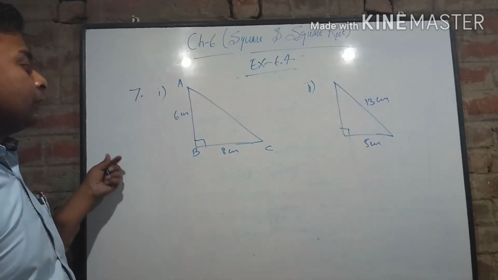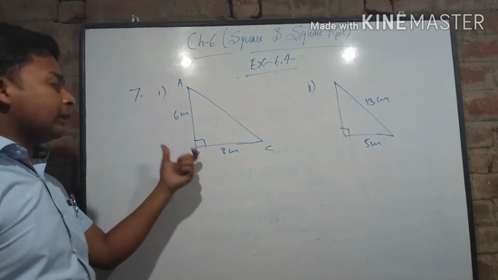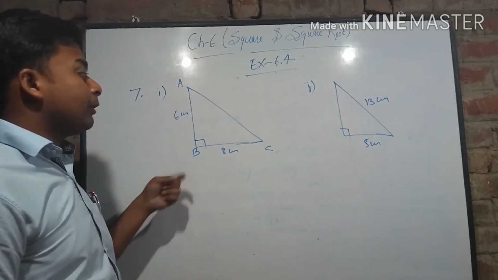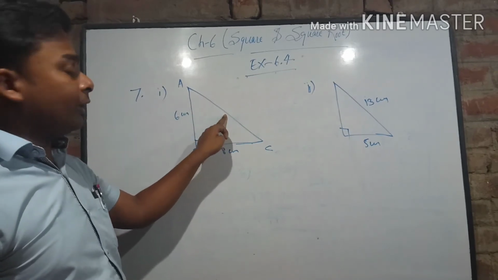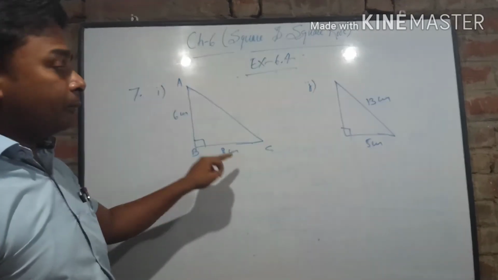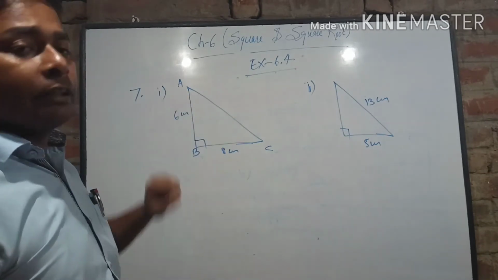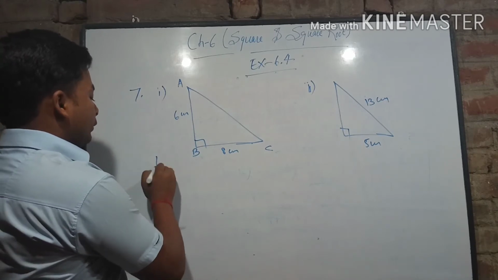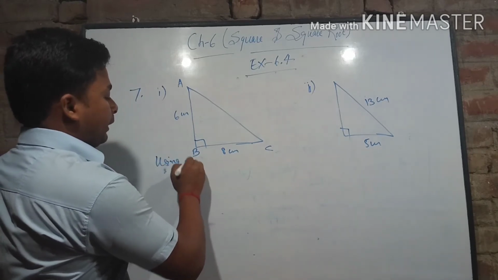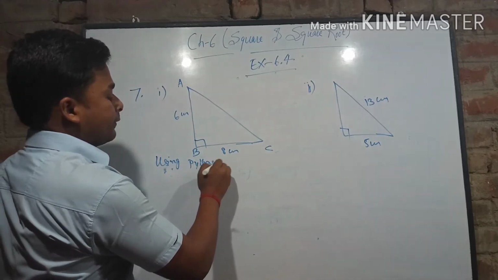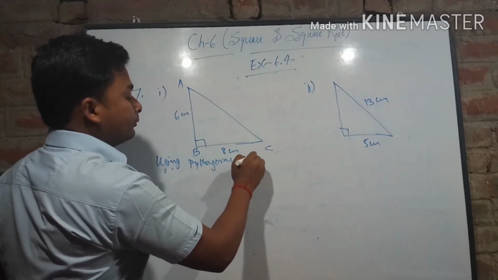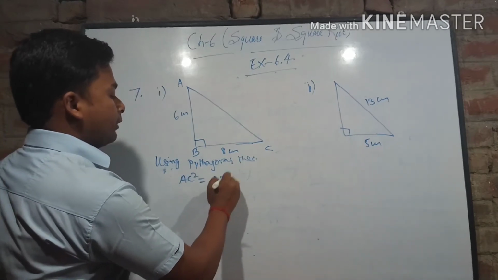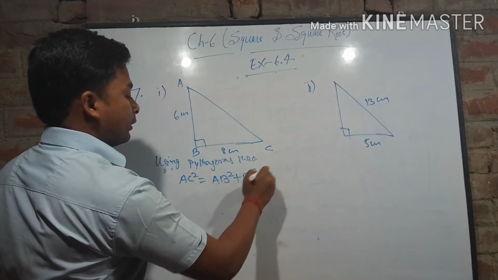Question number 7: it has given that in triangle ABC, angle B is a right angle, and we know that in the Pythagoras theorem we have studied that hypotenuse square is equal to the perpendicular square plus base square. In this case AC is the hypotenuse, so using Pythagoras theorem, AC square is equal to AB square plus BC square.